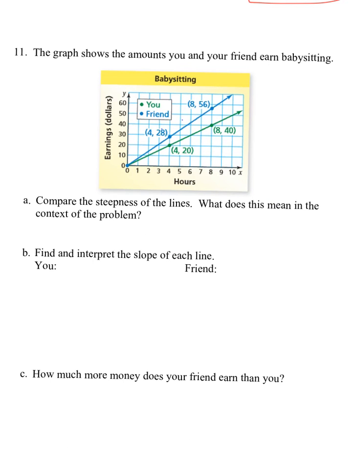For this last problem, you're looking at the amounts you and your friend earn babysitting. So for the first one, you want to compare the steepness of the lines, and what does this mean in context of the problem? If you look at your friend's line, it is definitely steeper than your line, which means that your friend is going to make more than you do. Their rate of change is higher than yours. So what does this mean? Your friend makes more.